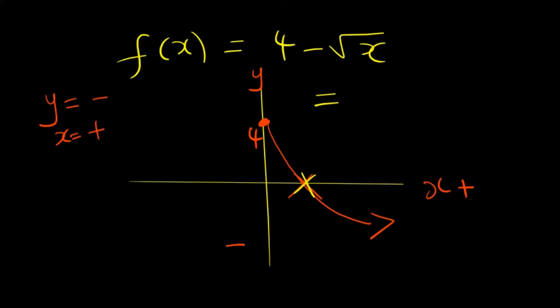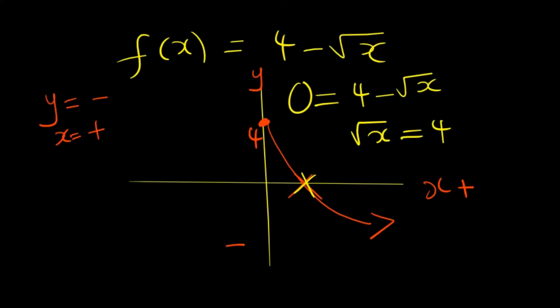So 0 is equal to 4 minus the square root of negative x. For me to remain with my x, I'm going to take the negative x to where 0 is. I'm going to have positive, the square root of x is equal to 4.